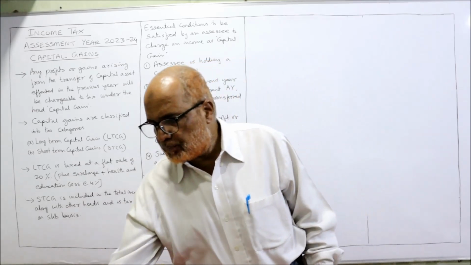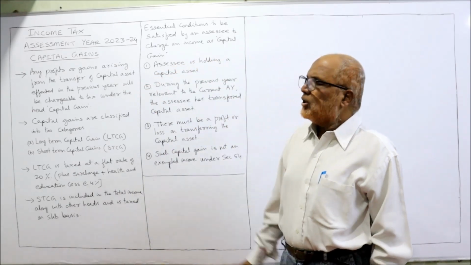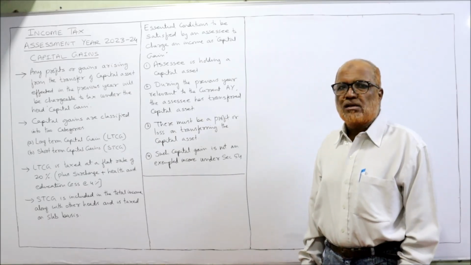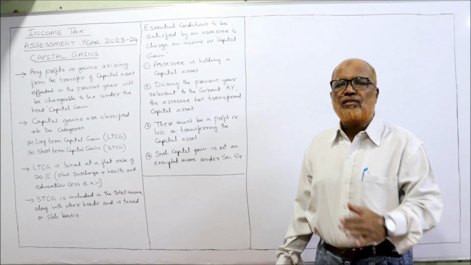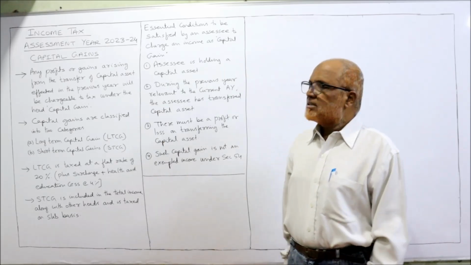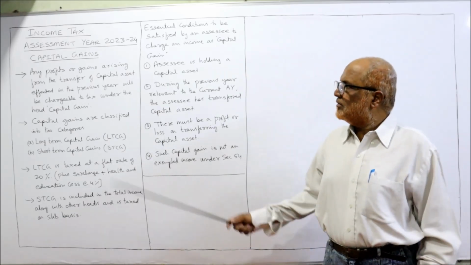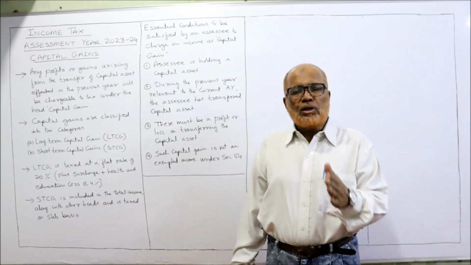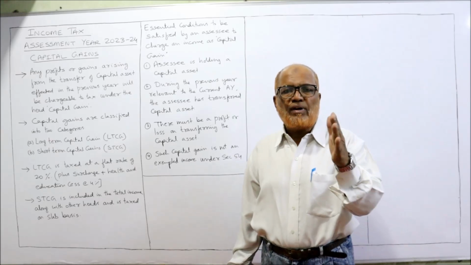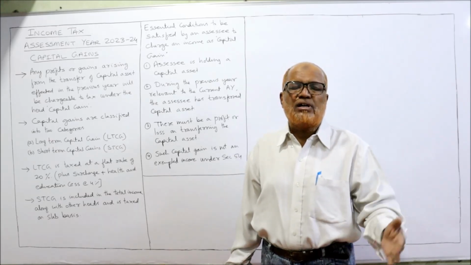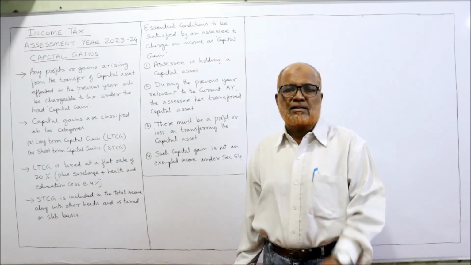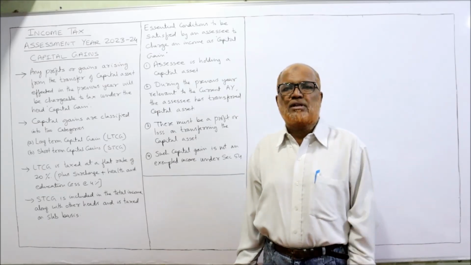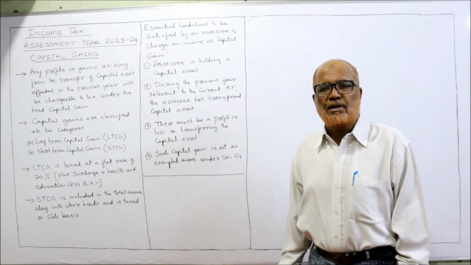Now, in this video, first of all, what do you mean by capital gain? Any profit or gains arising from the transfer of a capital asset effected during the previous year is chargeable to tax under the head capital gain. So during the current previous year, if an assessee has transferred a capital asset and a gain arises from that transfer of capital asset, that is called capital gain.